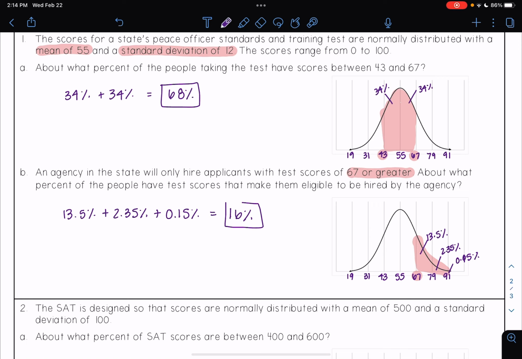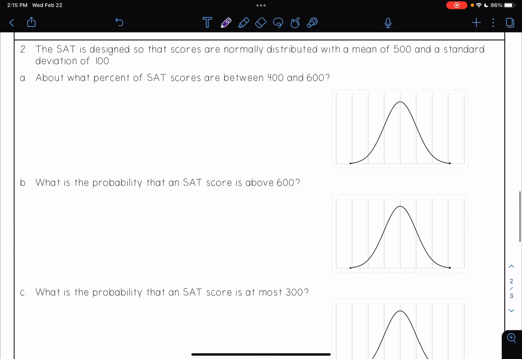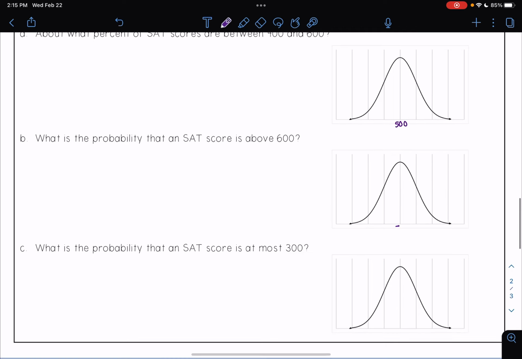Okay, let's look at one more. Here it says the SAT is designed so that scores are normally distributed with a mean of 500 and a standard deviation of 100. Normally distributed, so we can go ahead and do what we talked about before. I want to first go ahead and create my graphs. First, I need to recognize what my mean is, and it tells me my mean is 500. So it's going to be my middle value for each of these.